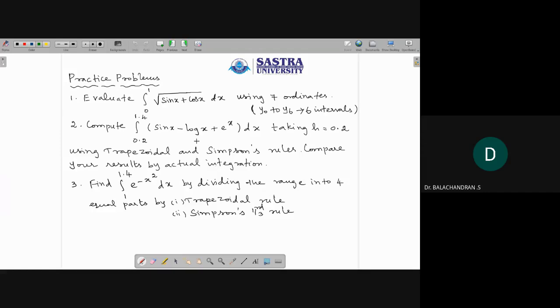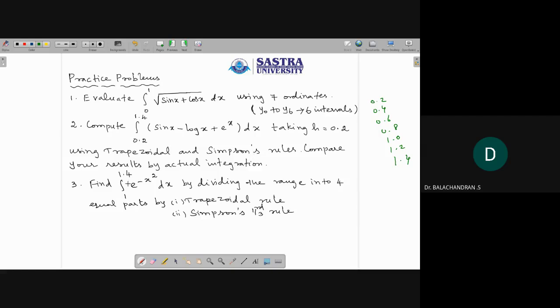Now the only thing you should check is how many ordinates you have. 0.2, 0.4, 0.6, 0.8, 1.0, 1.2, 1.4. So totally 7 ordinates, so 6 intervals: 1, 2, 3, 4, 5, 6. So you can use all the 3 formulas: trapezoidal, Simpson's one-third, and Simpson's 3/8.